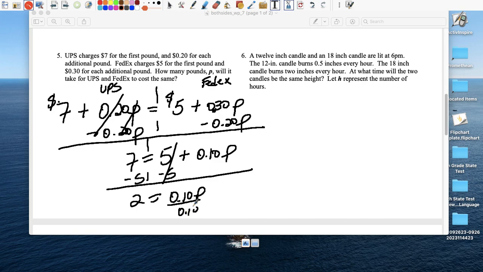Divide both sides by 0.10. And the weight that we're looking for is 20 pounds. So if you had a box that weighed 20 pounds, it would cost the same amount whether you sent it with UPS or with FedEx. And again, you could check.